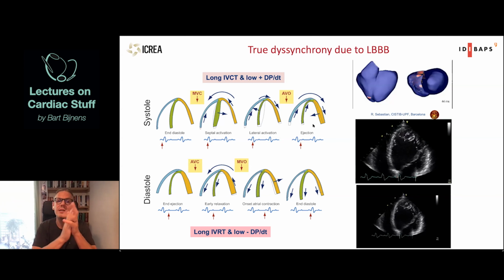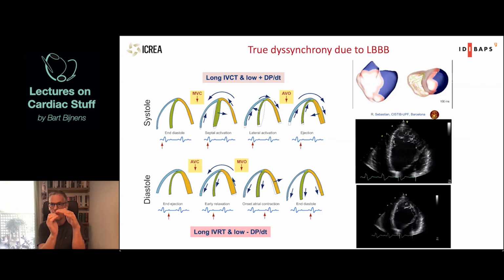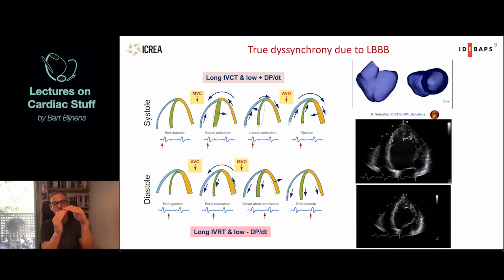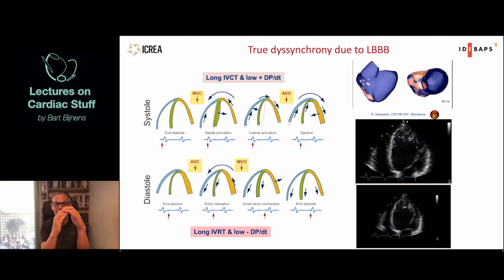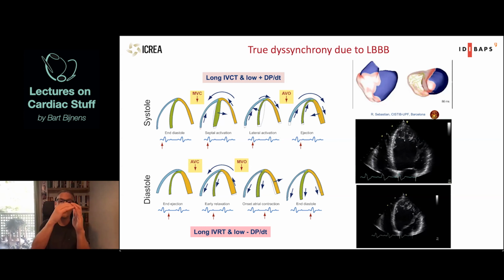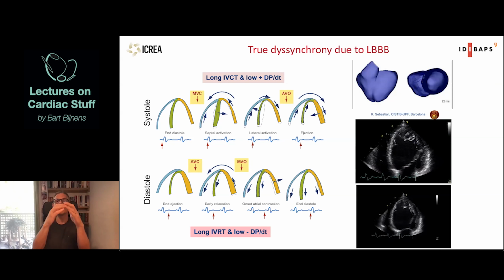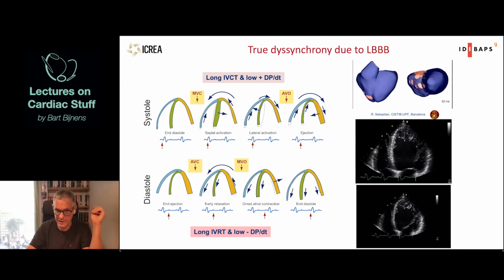And what now happens is, when we are at the relaxation phase, the lateral wall will have contracted fully and has pushed out the septum. Now, at the early relaxation, the lateral wall relaxes and actually makes the septum shorten again. And only when the septum is back in its normal position do you start to have the normal filling.